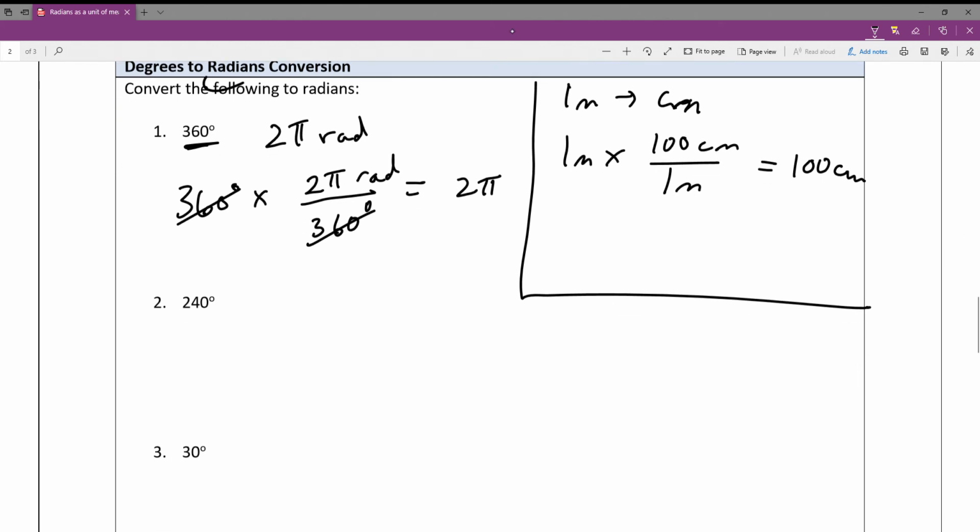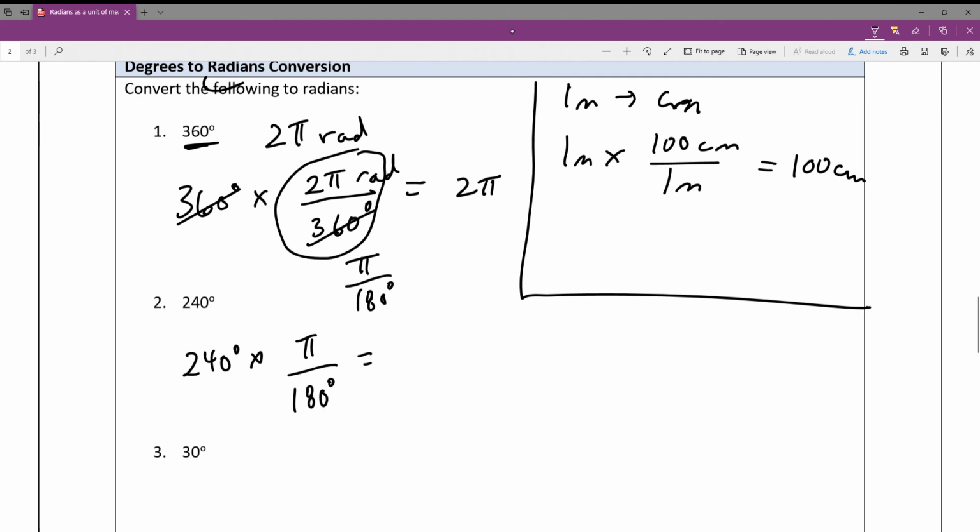So this doesn't necessarily have to be 2 pi over 360, as long as the numerator and denominator are equivalent. For instance, pi over 180 would work as well. So let's use pi over 180 for number 2. We have 240 degrees. You multiply by pi over 180 instead. This would be equal to 24 pi over 18, which is equal to 8 pi over 6. I'm just simplifying here. So it's 4 pi over 3.